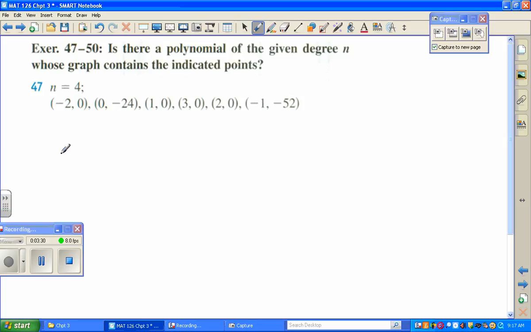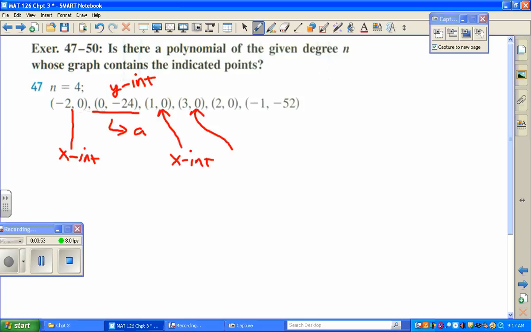I have a y-intercept, and what do we usually use that for? That usually tells us what a is. Okay? And then here's one x-intercept. Here is another x-intercept. Here is another x-intercept. Here is another x-intercept. What do we do with all those x-intercepts? It's where it's tangent or touching.